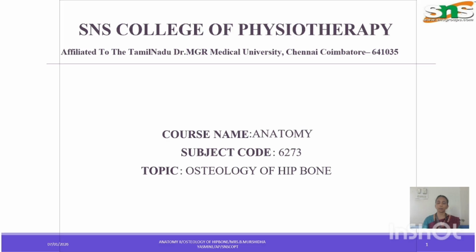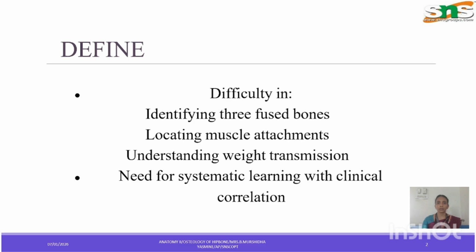In this video, I'm going to discuss an anatomy topic called osteology of the hip bone. To understand the osteology of the hip bone, students have difficulty in identifying the three fused bones in the hip bone, locating the muscle attachments to it, and understanding how the weight transmission happens between the hip bone and the femur. So there is a need for systematic learning with clinical correlation.